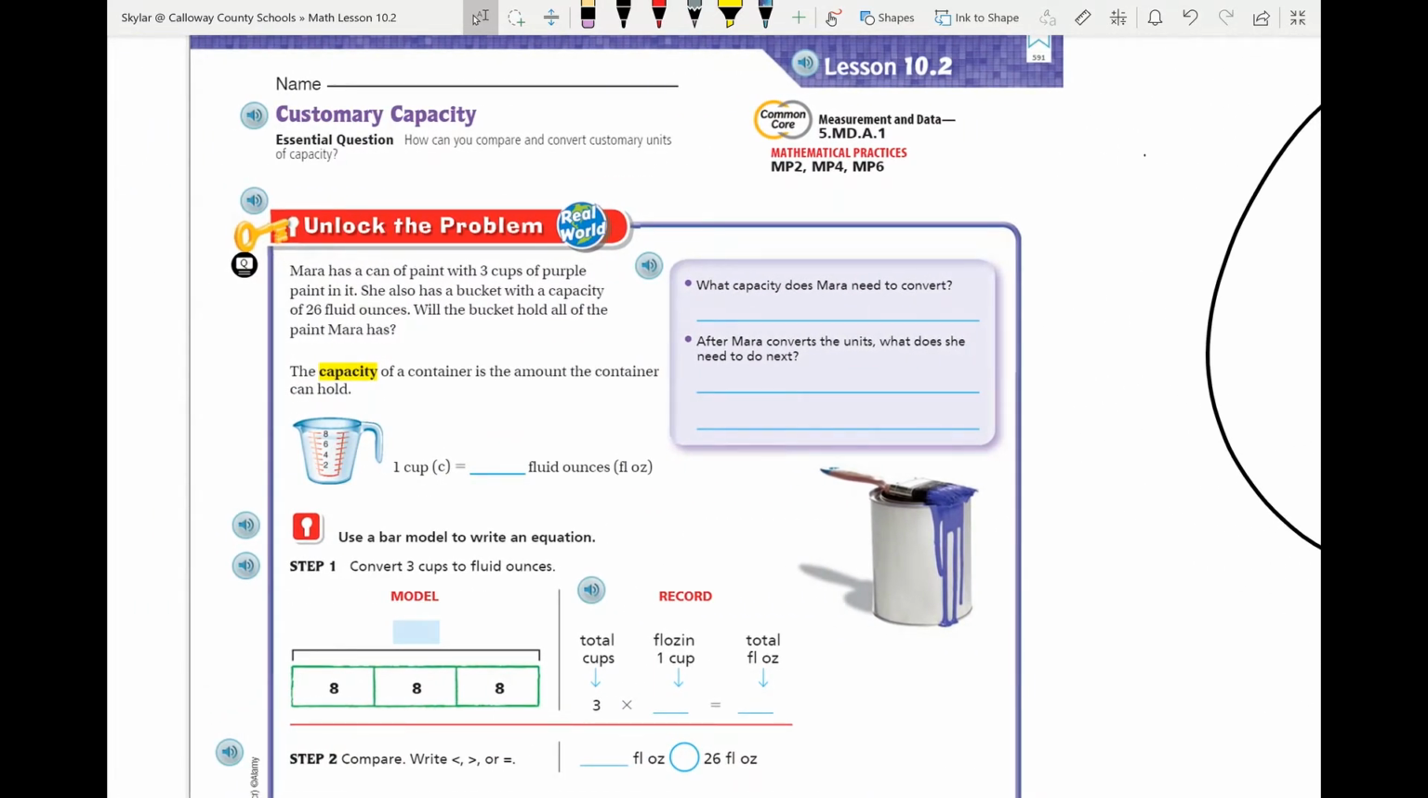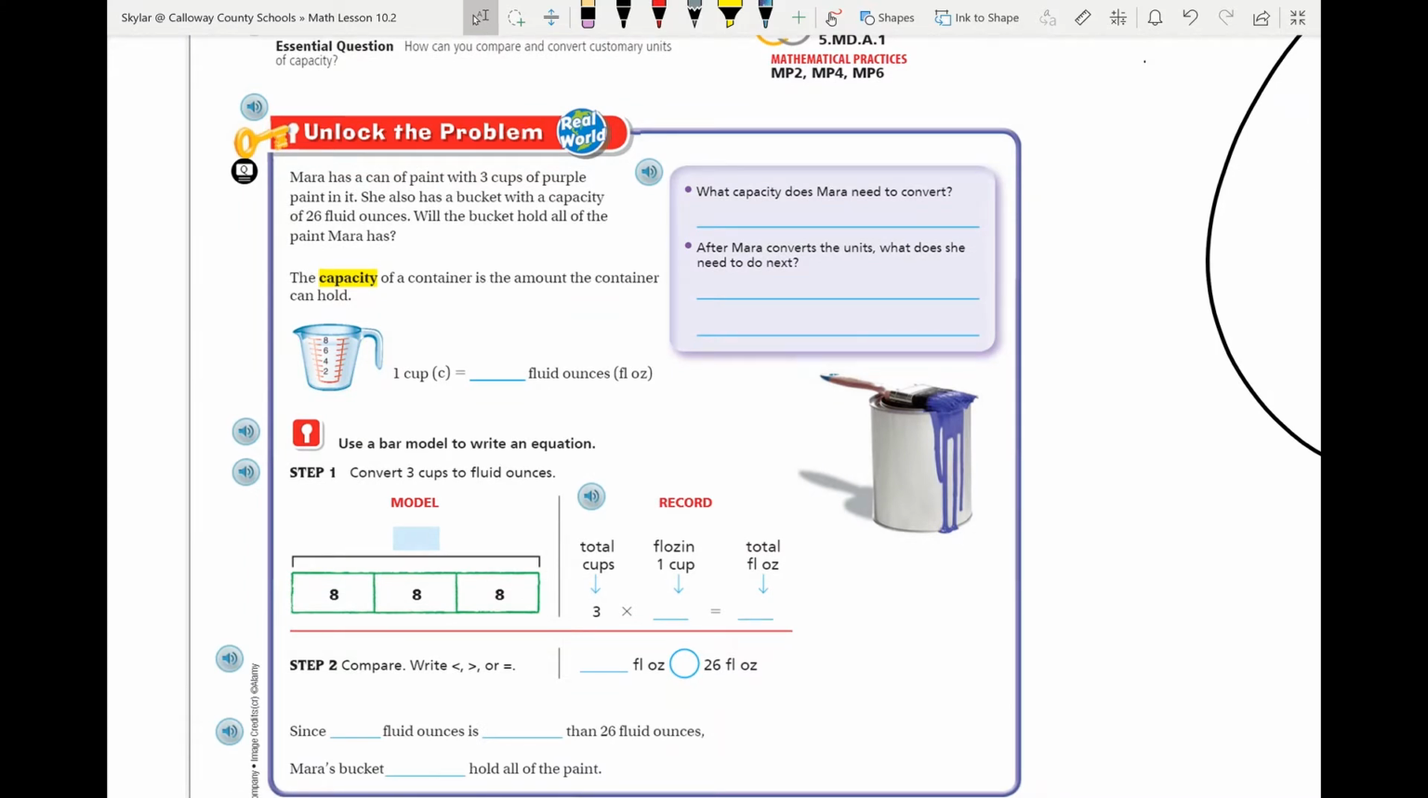So let's take a look. Right now it says Mara has a can of paint with 3 cups of purple paint in it. She also has a bucket that has a capacity, that just means can hold, 26 ounces. Will the bucket hold all of the paint that Mara has? So, like we said, we know that 1 cup equals 8 ounces. Whenever we are comparing units, we always have to have the same unit. And it's much easier to take your bigger units, like cups, and convert them into smaller units, like ounces. That way we're multiplying. That's always going to be easier than dividing.